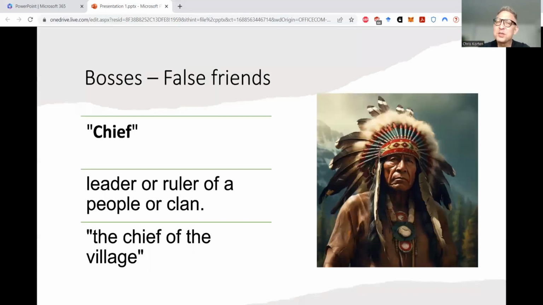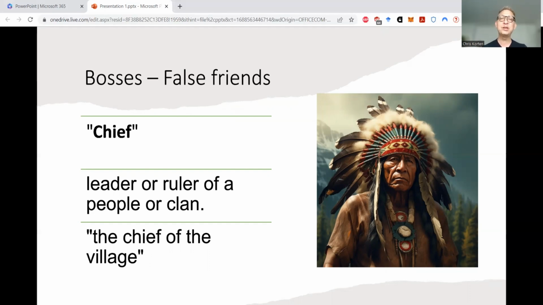Now we have one false friend that I don't imagine you all make very often, but your students, if you're teaching, do. And I just want to mention it, chief, because sometimes in your language, chief might seem like a boss, but it's not. We do not use chief in this way. A chief, in America at least, we often think of a native Indian.